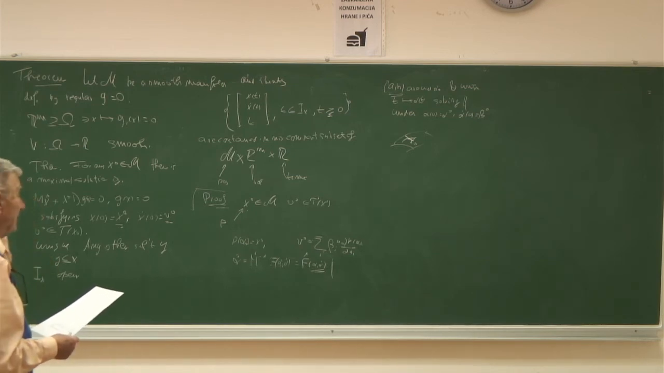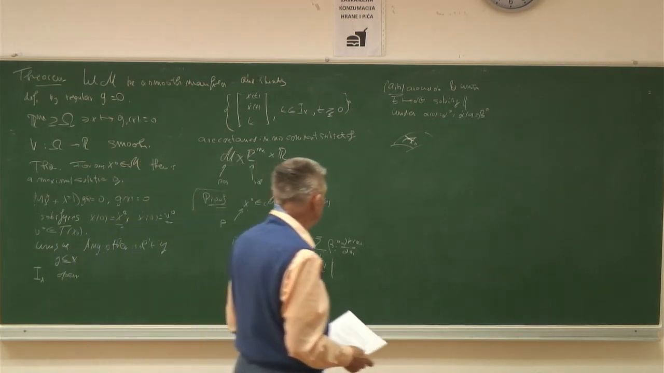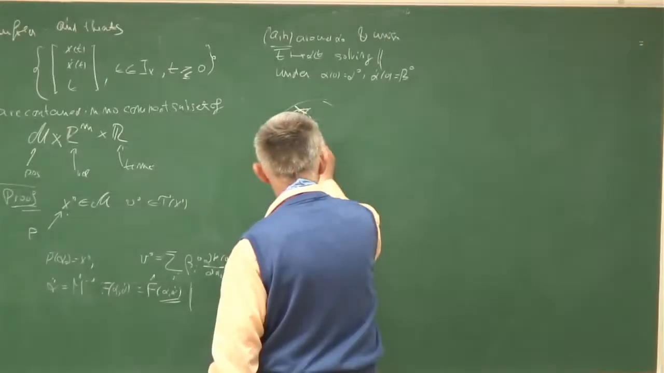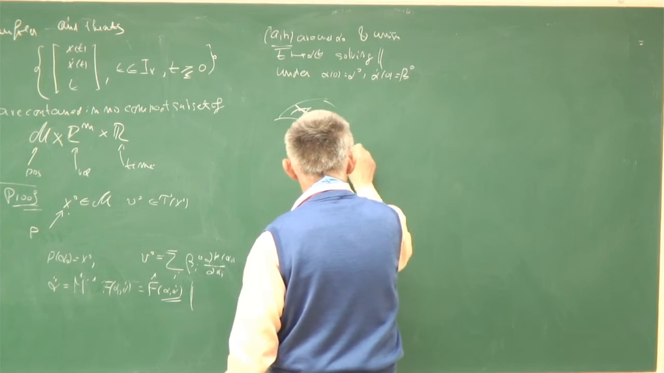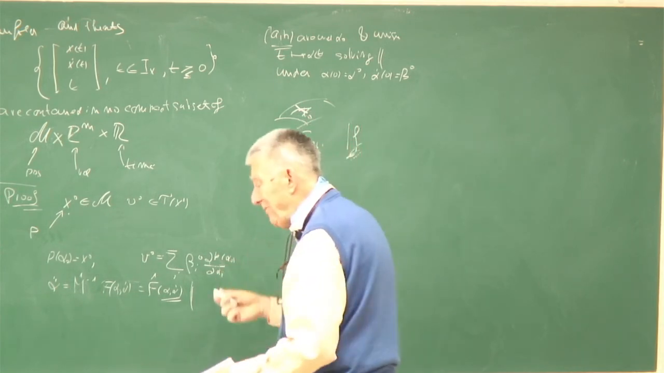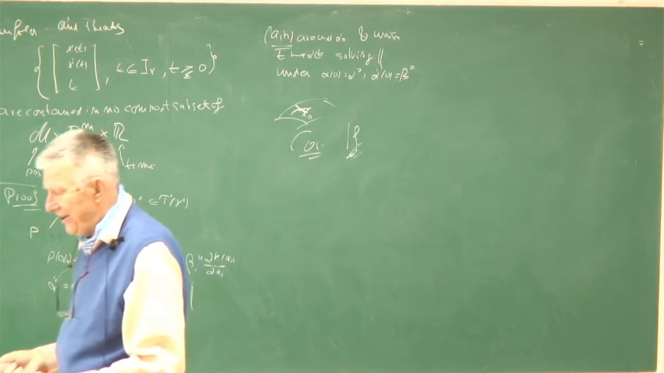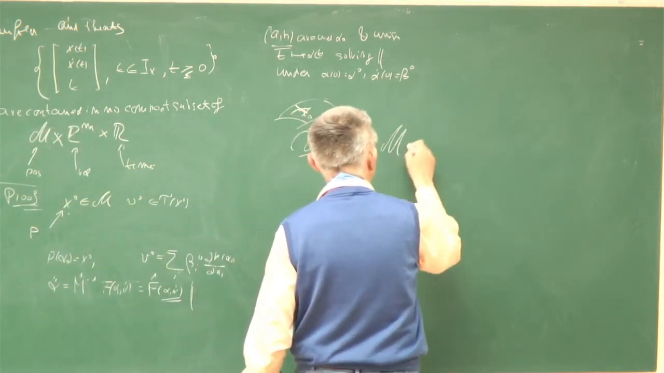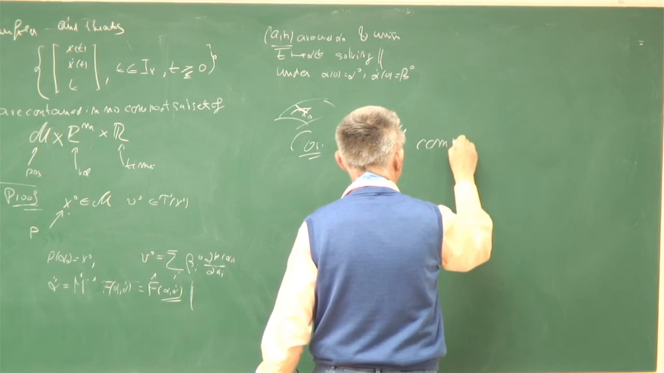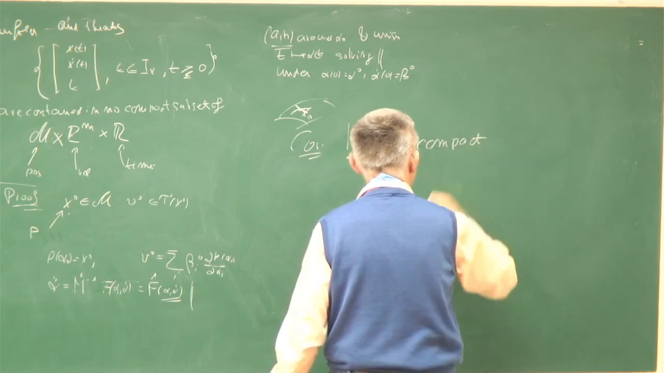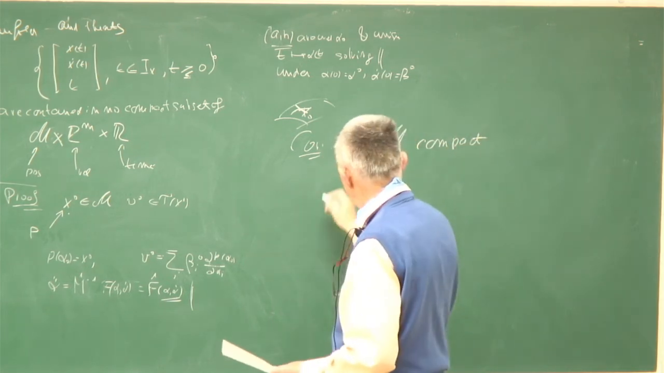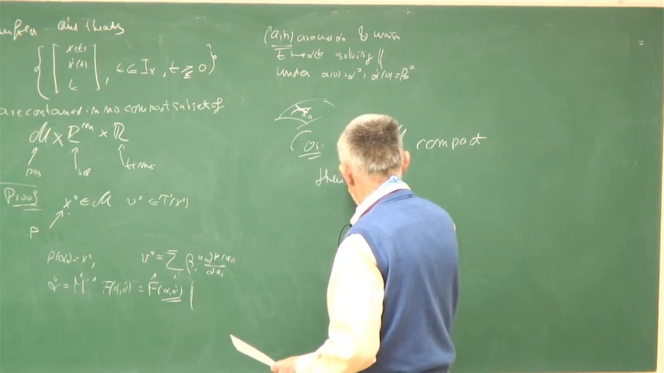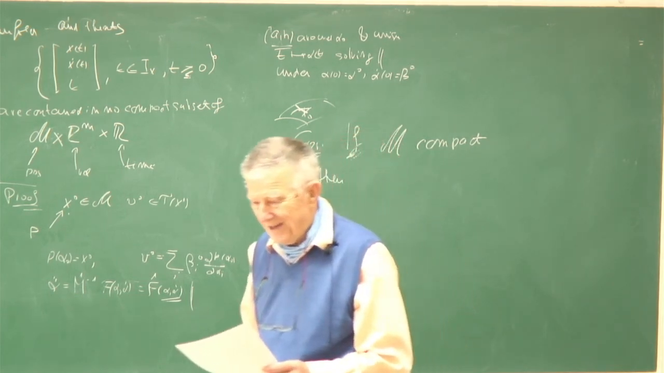Now, there is an interesting corollary. This is a simple difference to the general theory. If the manifold M is compact, then what can you say then?